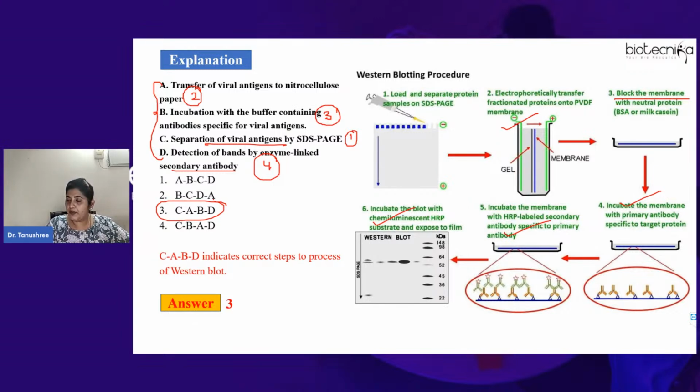Yes, the majority of you have answered it correctly. You can see in options 3 and 4 there is a slight difference. It is CABD, while this is CBAD, that is, B is the second step. So no, you don't incubate with antibodies first. You first transfer it to the membrane, the nitrocellulose paper.